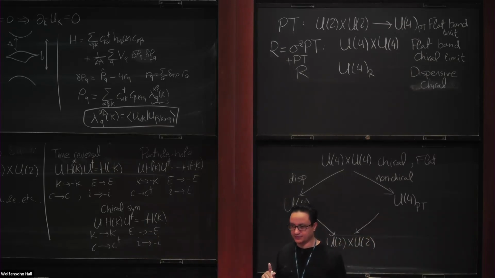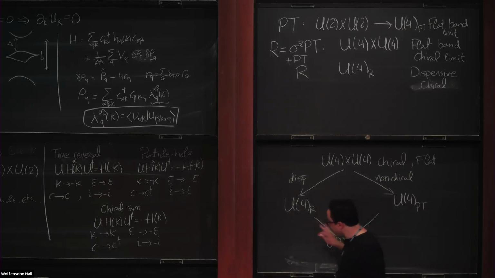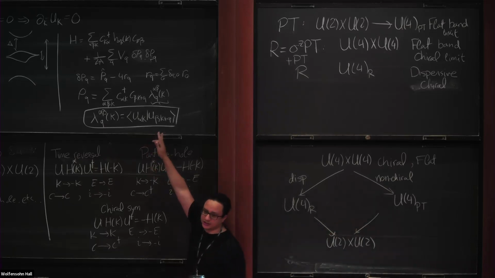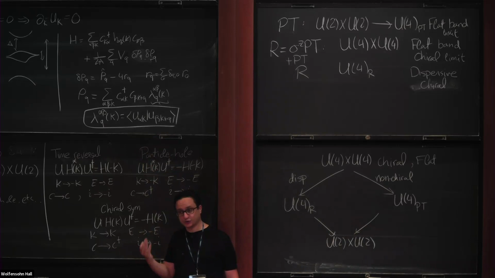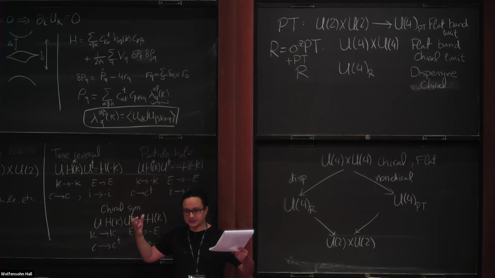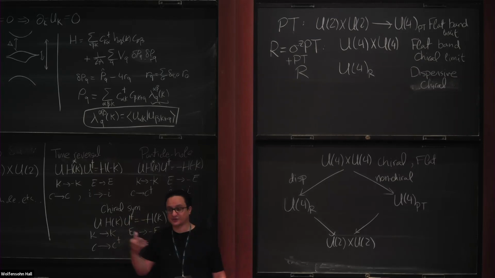Is it clear? So the Hamiltonian has two terms: there's a dispersion and there's interaction, and they have different symmetries. It turns out the interaction has more symmetry than you expected. It's U4 times U4 if you assume the chiral limit, and it's U4 if you don't assume the chiral limit. The dispersion has a different symmetry, which is just U2 times U2 normally, and becomes U4 in the chiral limit. So the physical symmetry is the intersection of the symmetries of the two terms, which is U2 times U2. But each term individually could have some enhanced symmetry.